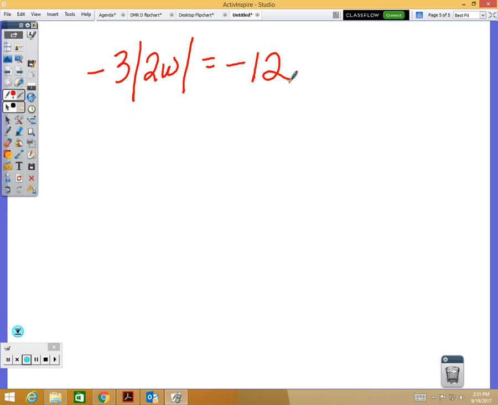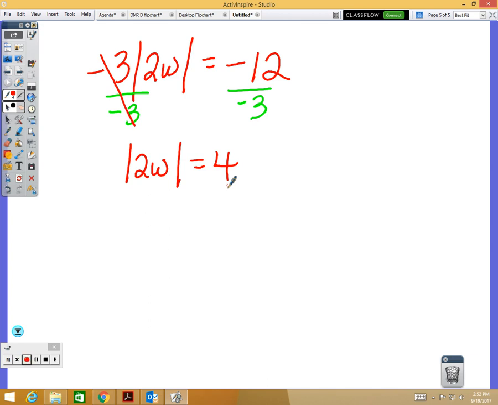All right, now this one. We can see we're going to have two things that we're going to need to do to that W to get it by itself. So keep that in mind. This is going to be similar to the last one in our first step. We're going to do what? Yes. All right. Divide by -3. So the absolute value of 2W equals 4. Oh, sorry. Thank you. You're right. Two negatives make a positive.